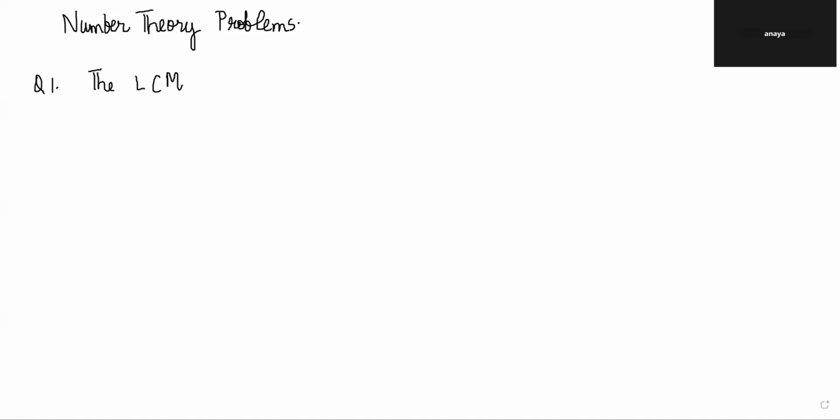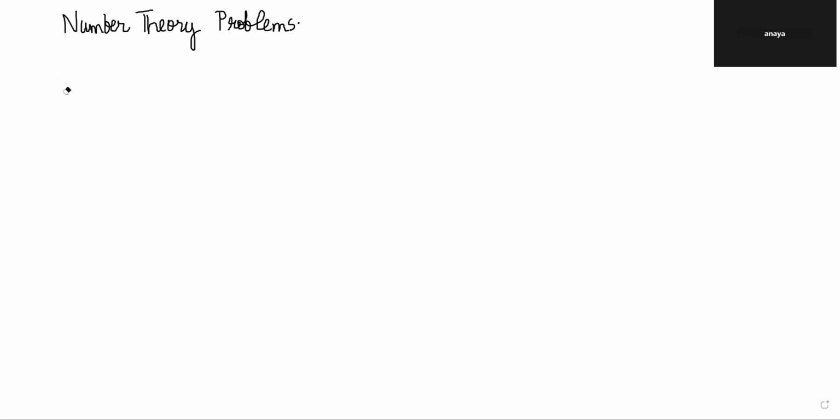The first one is the LCM. Oh wait, before, can I just ask a question on the homework problem? You gave me two homework problems to do. The first one was prove that a factorial times b factorial divides a plus b factorial. And the second one was let n be a positive integer, prove that the product of n consecutive integers is divisible by n factorial. I needed help on the first one.